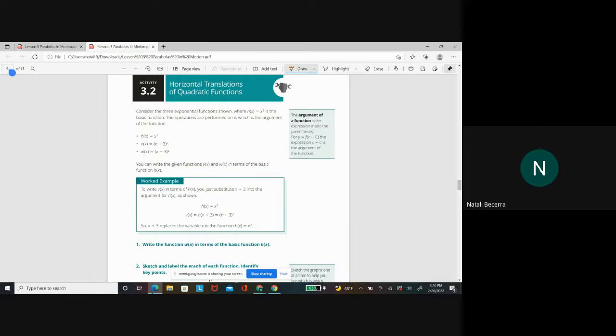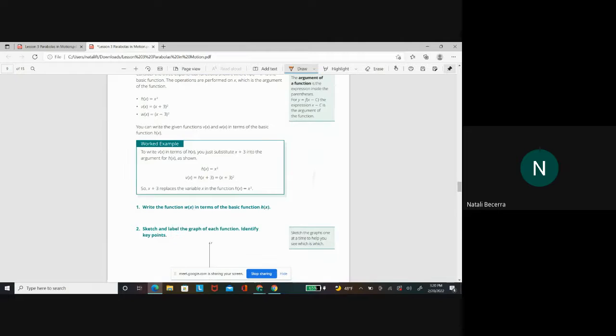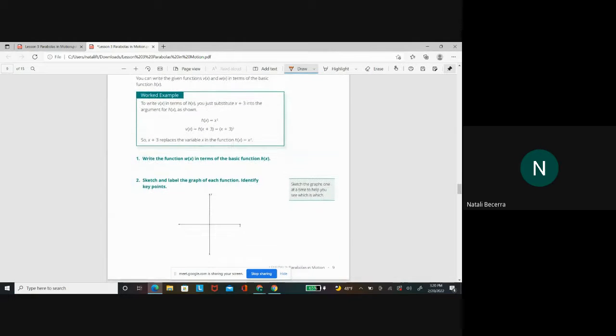So let's scroll down a little bit. Okay. Let's look at the worked example. It says to write v of x in terms of h of x, you just substitute x plus 3 into the argument for h of x as shown. So right here, instead of putting h of x, they're replacing it with the x plus 3. Okay, right here.